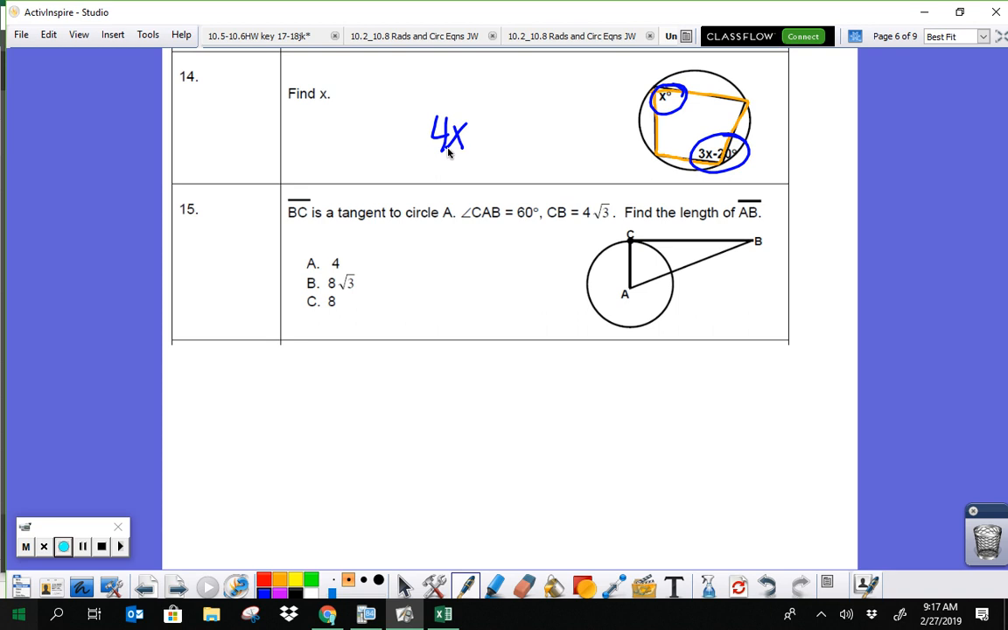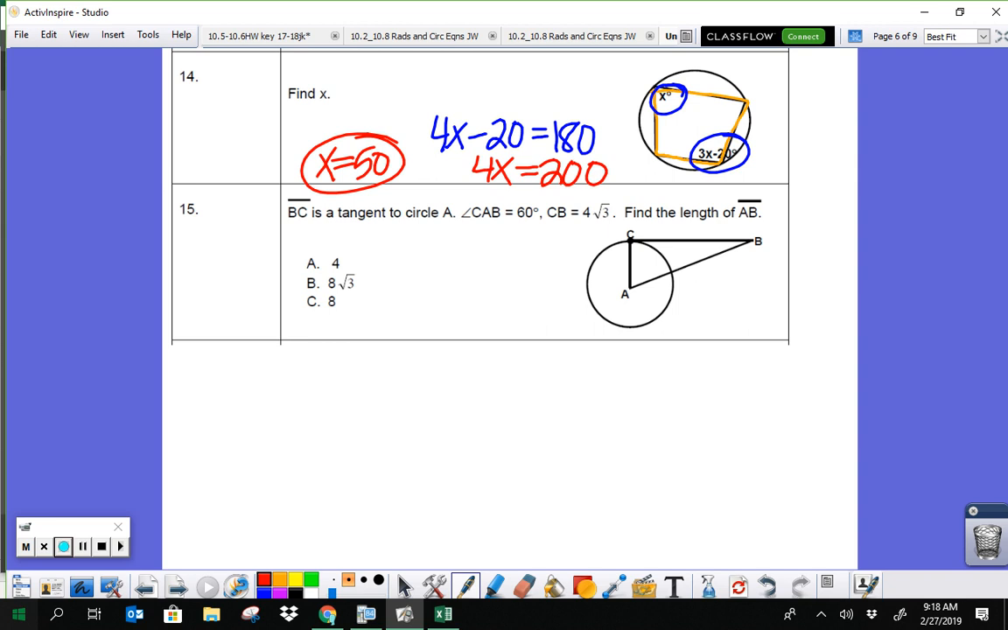So 4x minus 20 equals 180. I'm going to add 20 to both sides. So 4x equals 200. And divide by 4. So x is going to be 50.